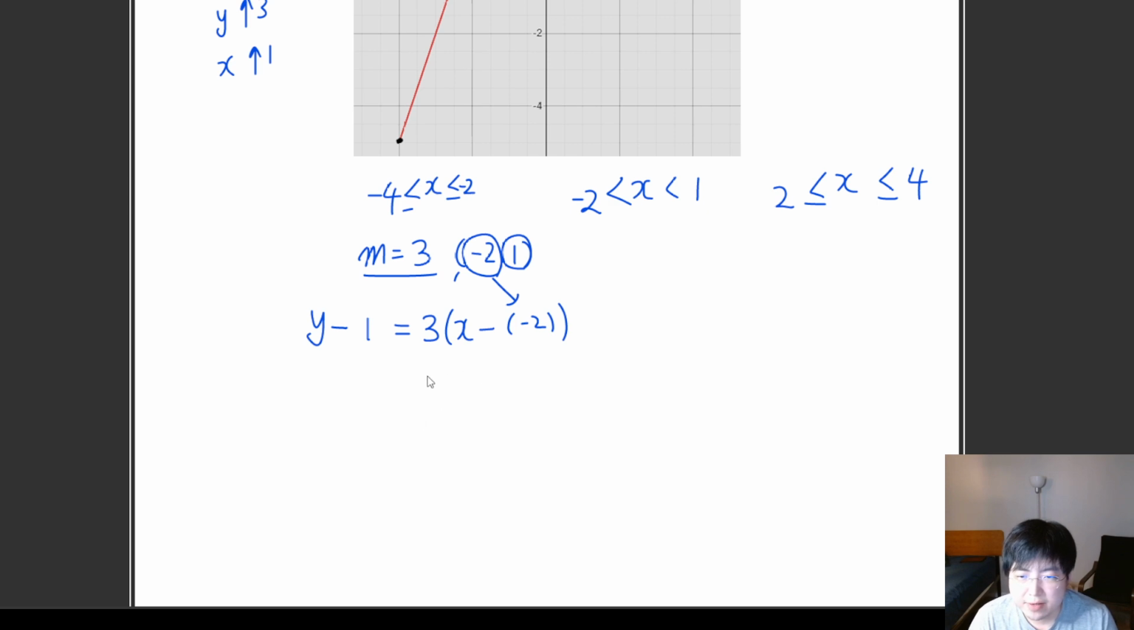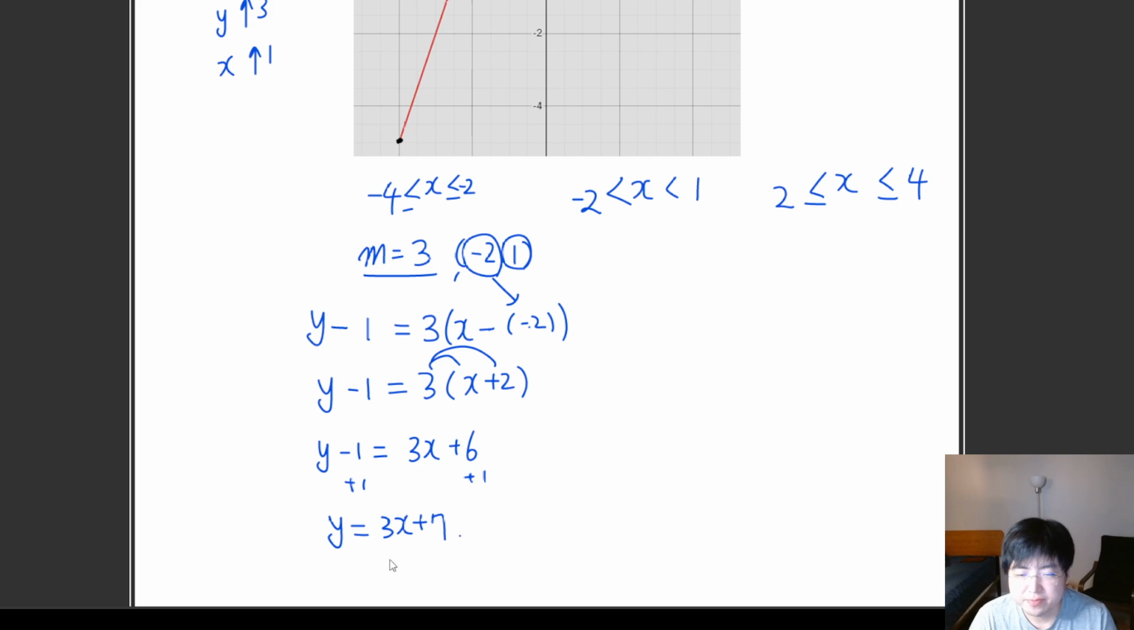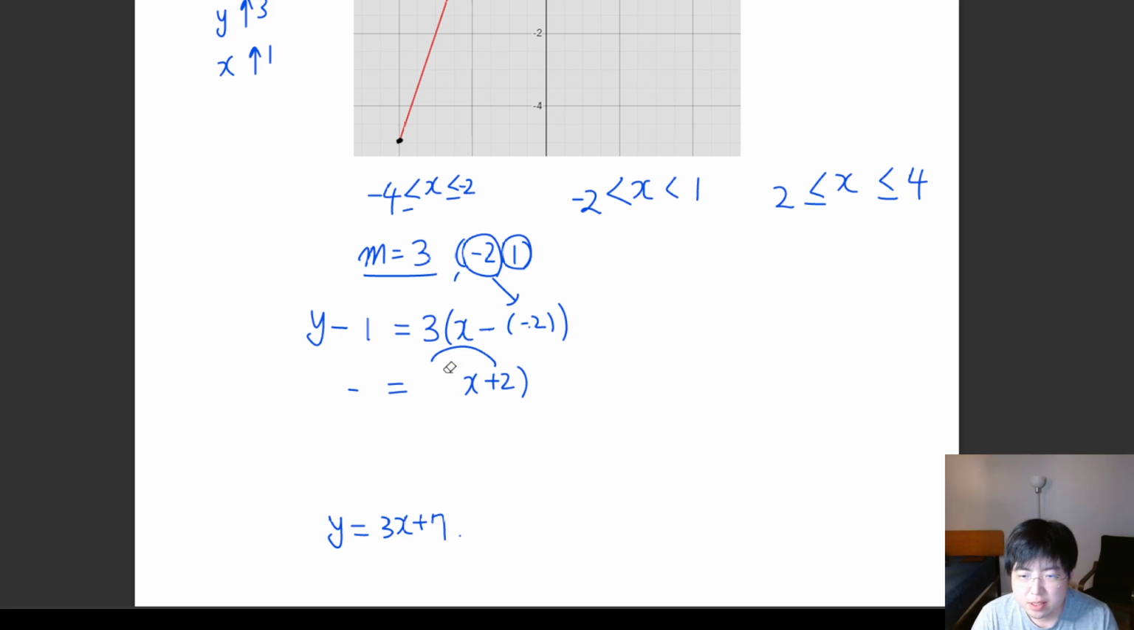So now let's simplify this. So y minus 1 is, minus is plus, right? It's 3 times x plus 2. Now we do distribution. So y minus 1 is 3x plus 6. Now we add 1 to both sides. Y is 3x plus 7. Okay? So we could find the first portion equation is y is 3x plus 7.